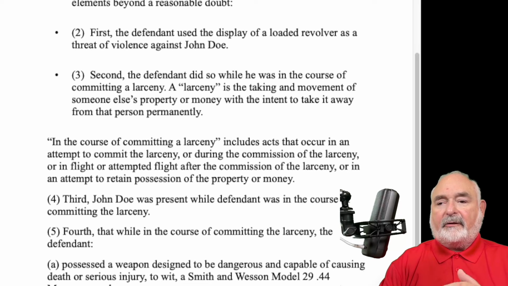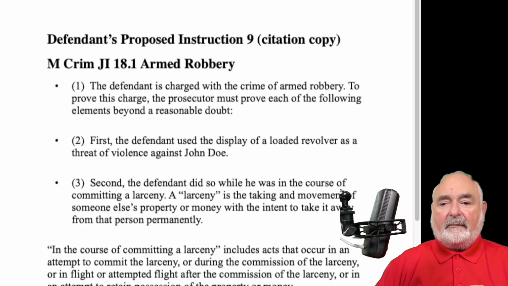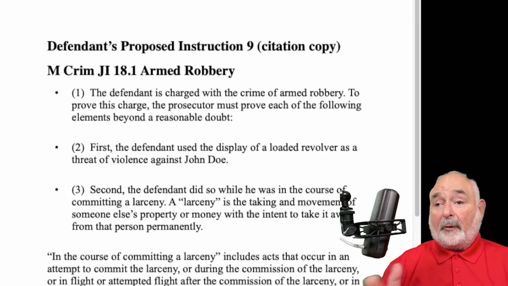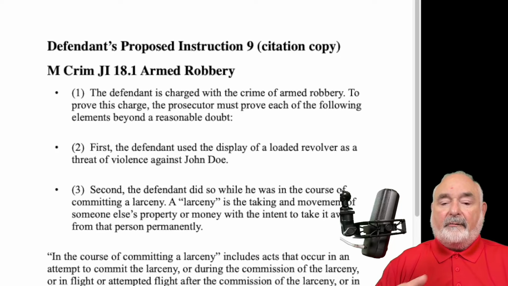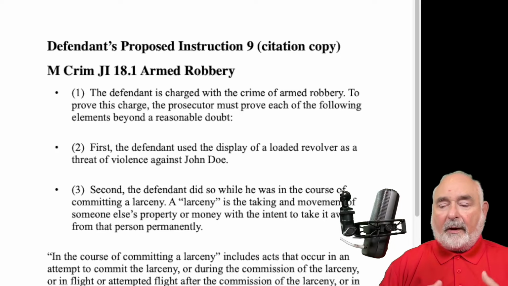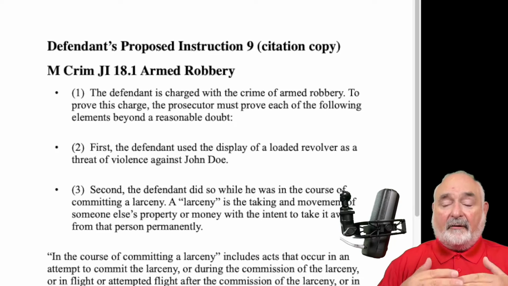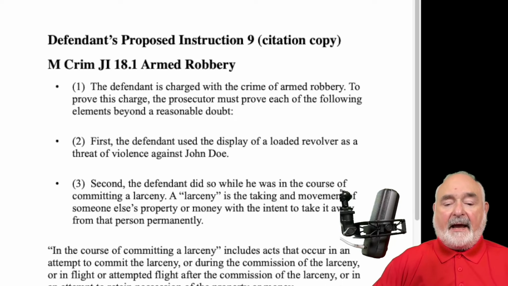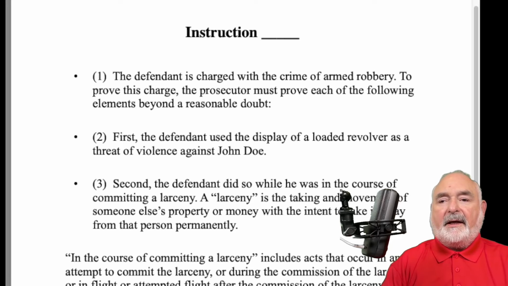In the course of committing a larceny includes acts that occur in an attempt to commit the larceny, during the commission of a larceny, or in flight or attempted flight after. So all of these things are the things that the jury relies on to determine guilt or innocence. So after the state and the defense object and make a record and decide whether or not this instruction needs to be renumbered or needs to be revised in some way, what you then have is that instruction being labeled instruction blank, and the judge will write in whatever number it winds up being.